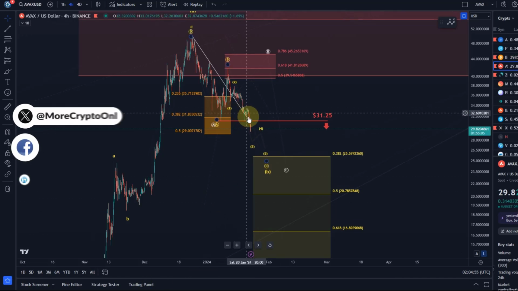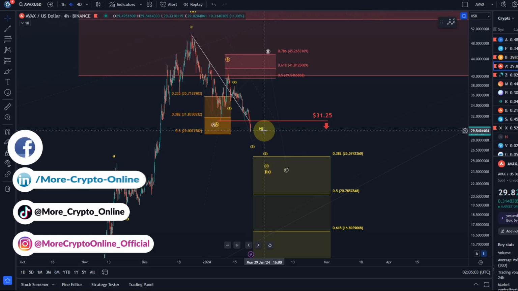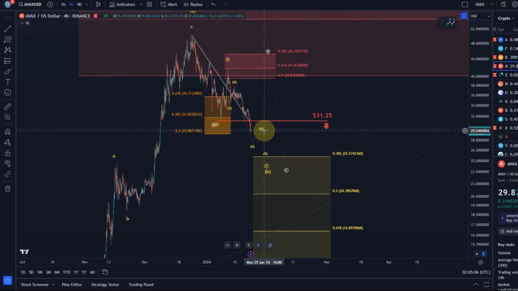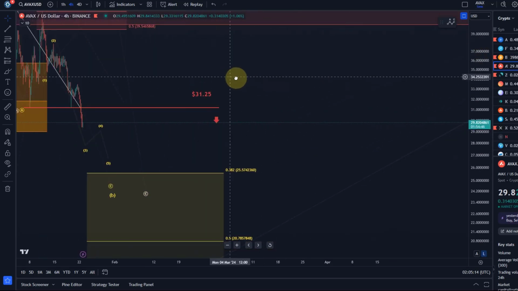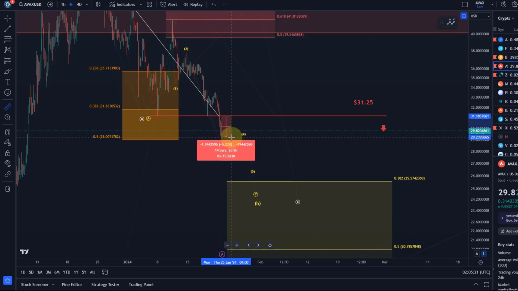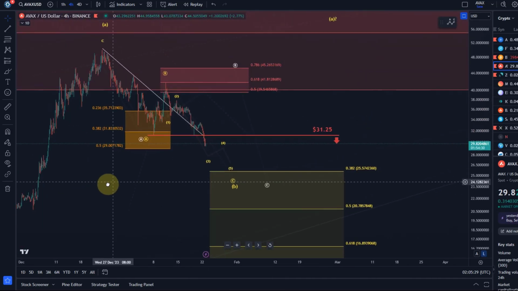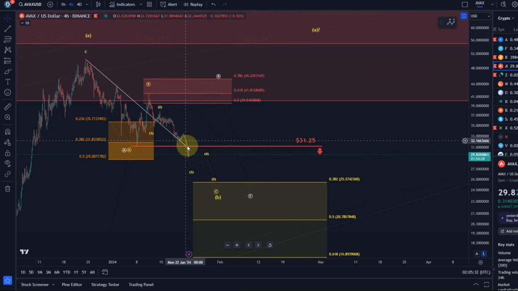On the AVAX chart, we've seen yesterday the break below the $31.25 level, the level that I mentioned as confirmation level, that if we break below that, the price should move towards 25.57. And it's been quite a strong decline since it broke below that level. We've seen a decline of around 6%. It's not massive in crypto, but in other markets it would be quite a lot intraday. Still, you see it's been rolling over.